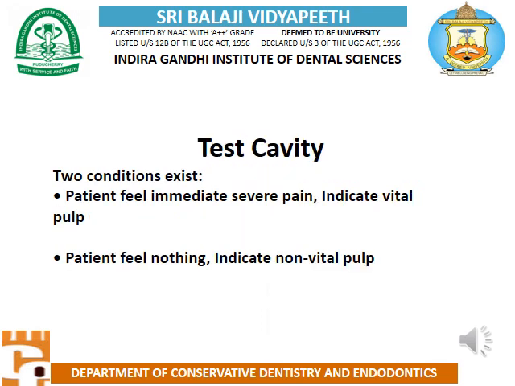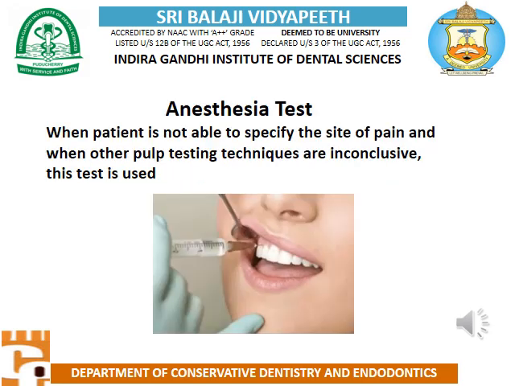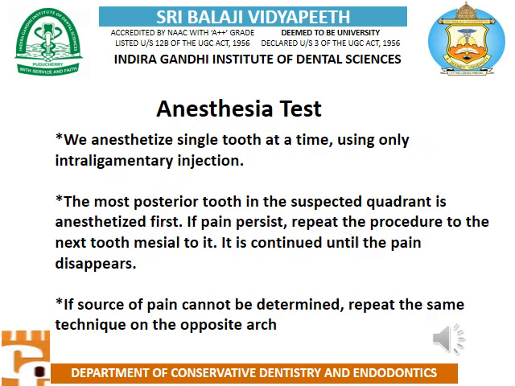Test cavity. Two conditions exist. Patient feels immediate severe pain: indicates vital pulp. Patient feels nothing: indicates non-vital pulp. Anesthesia test. When the patient is not able to specify the site of pain and when other pulp testing techniques are inconclusive, this test is used.